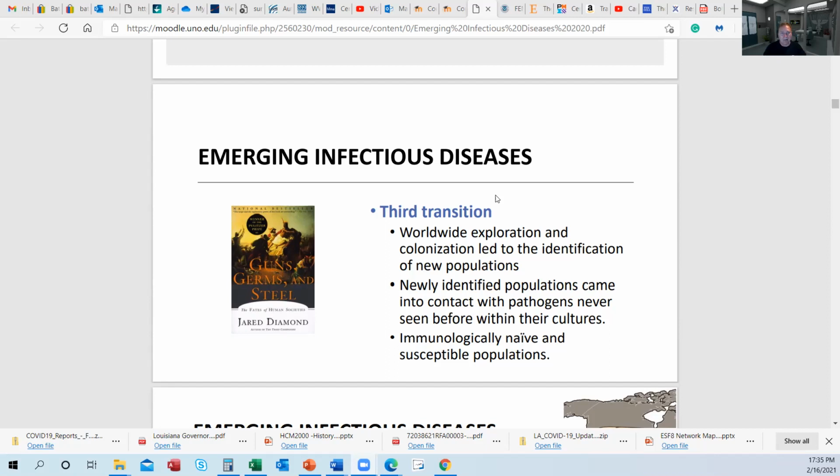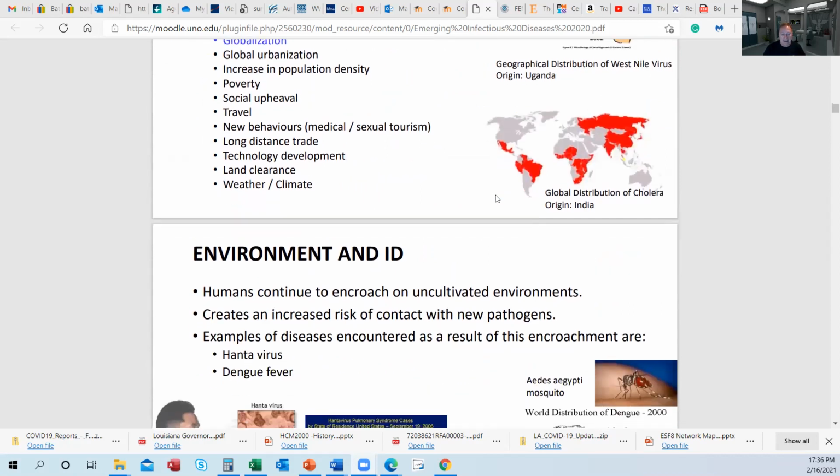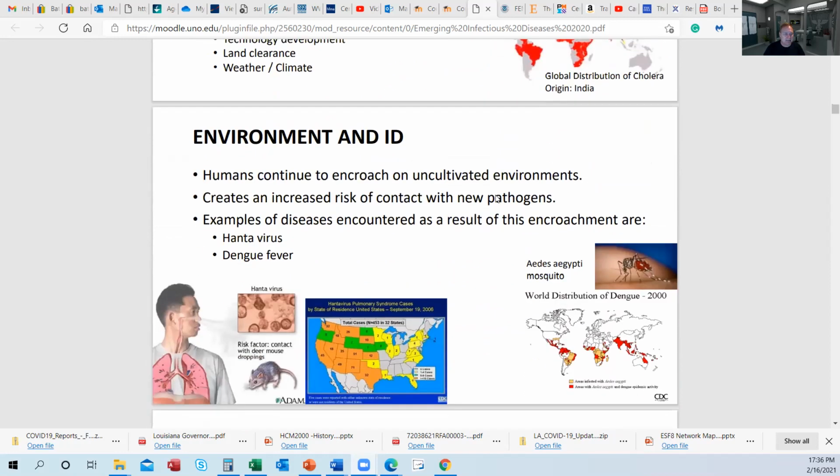there's more than a dozen international flights that used to come into New Orleans each day before the pandemic. So it's not unrealistic to understand that whatever began somewhere else is either going to come here, or if it was here, that it goes somewhere else. And then the fourth transition is what's happening today. Again, the globalization and the global urbanization, how population density allows us to quickly spread and share infectious diseases.